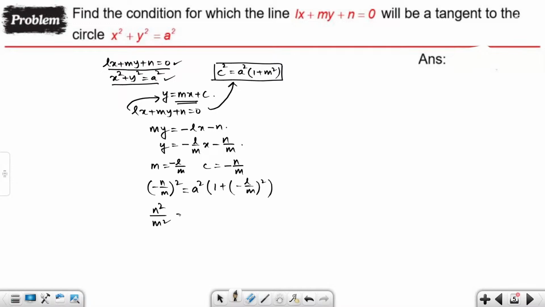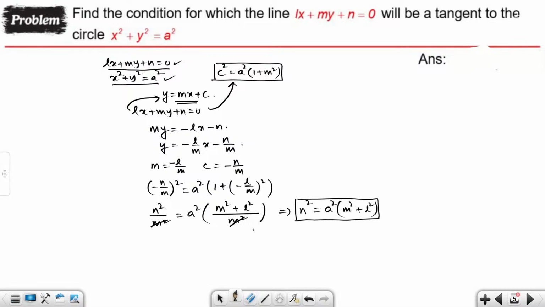N square over m square equals a square into m square plus l square. That's it. So just cancel this one. So we are having n square equals a square into m square plus l square. See, this is the advantage if we remember the formula.